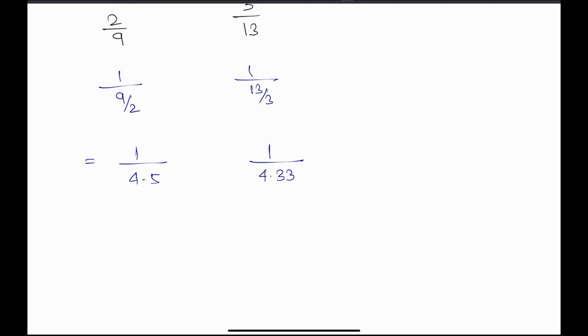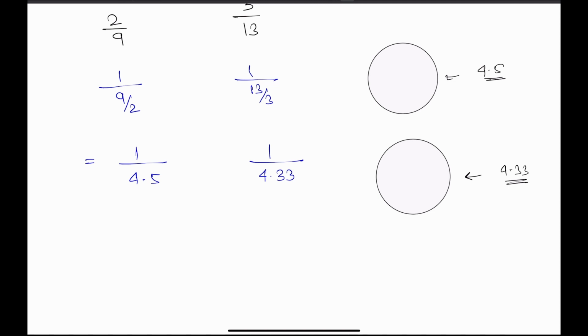4.33. Now we already know, think of it like this: there is one cake, and I need to divide it into 4.5 parts. The same cake is divided into 4.33 parts. Who will get the major share? Of course, the one with fewer parts.